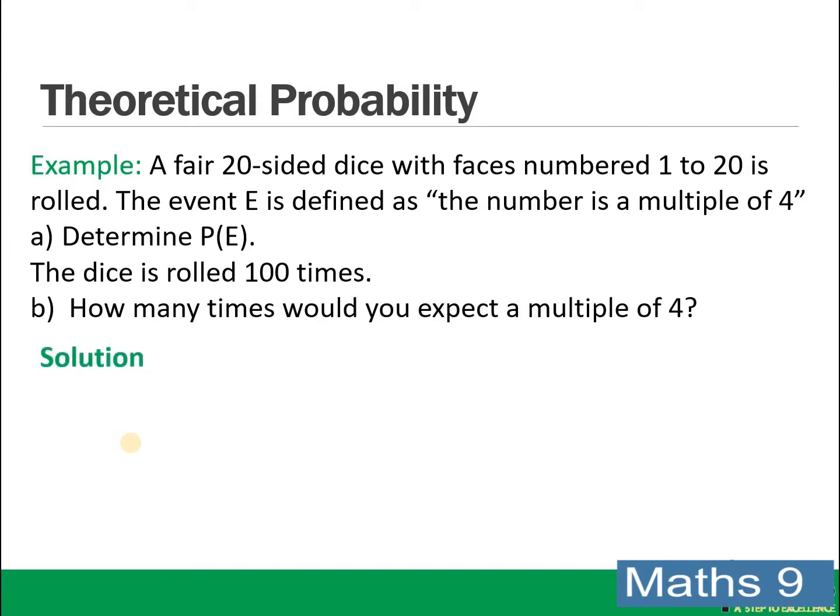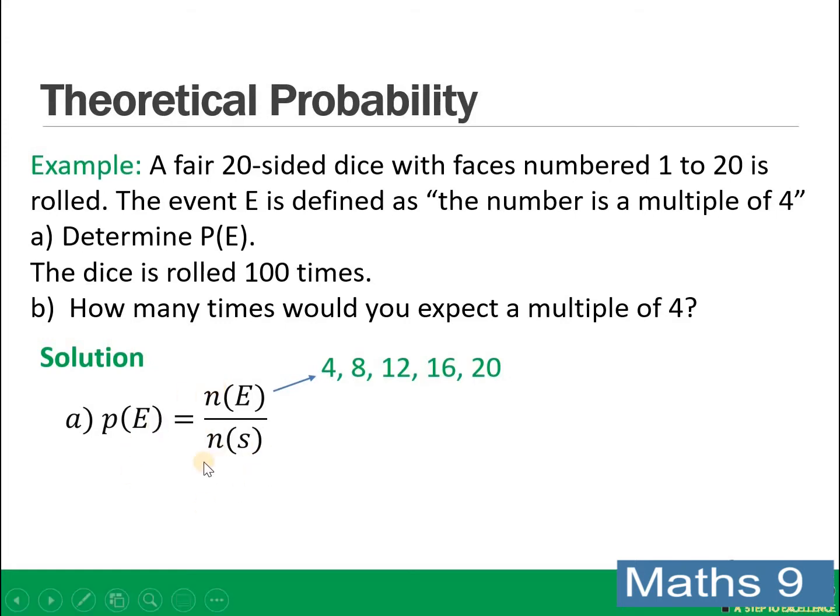Here's the solution. The probability of E is equal to N of E over N of S. N of E is the size of the event space, so the number of ways that the event can occur. These are the ways of getting a multiple of 4. We could get 4, 8, 12, 16 or 20. So the size of the event space is 5. The size of the sample space is 20 because there are 20 different options. So the probability of E equals 5 over 20 or a quarter.